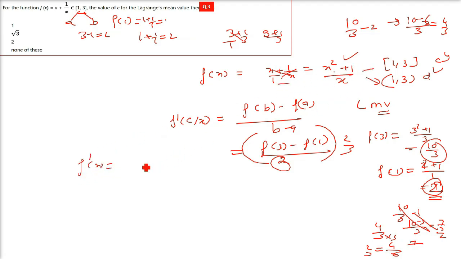So what is the differentiation f dash x? This is x plus 1 by x. Differentiation of x is 1. Differentiation of 1 by x is minus 1 by x square.